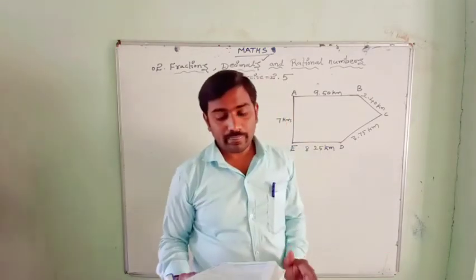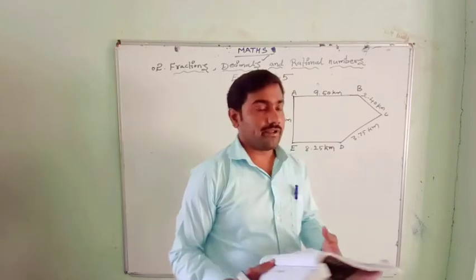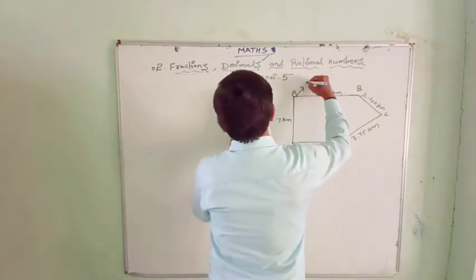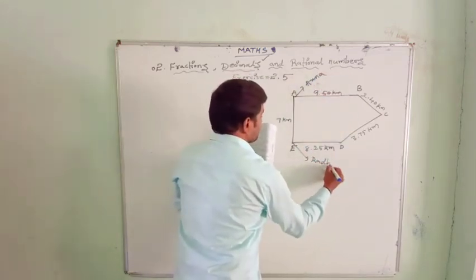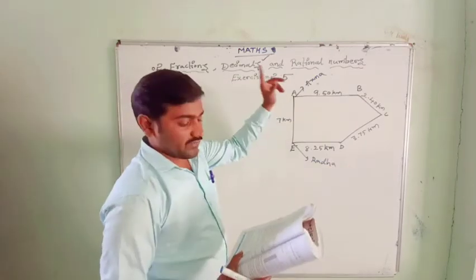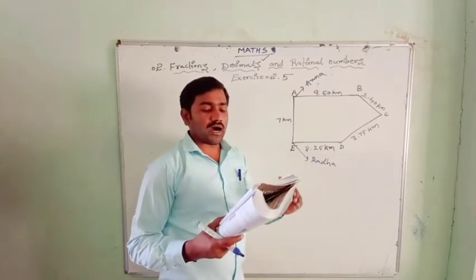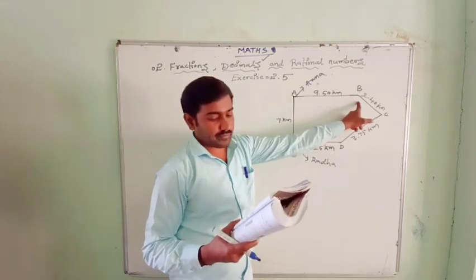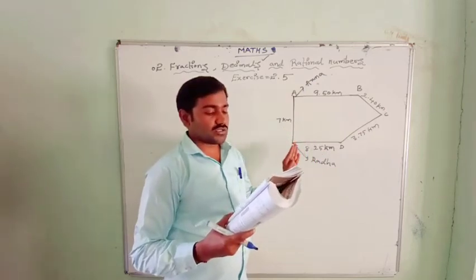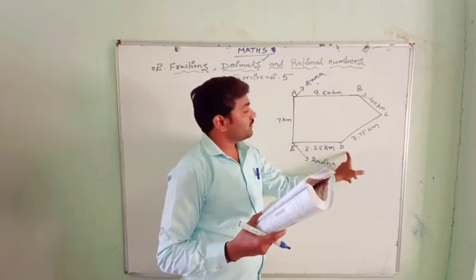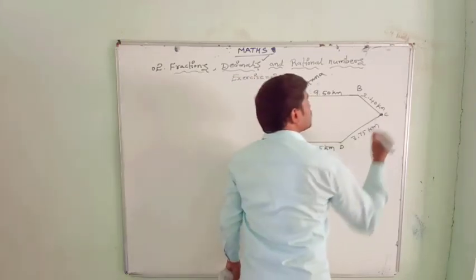Aruna and Radha start their journey from two different places, A and E. Suppose Aruna started from A and Radha started from E. Aruna chooses a path A to B, then to C, while Radha chooses the path E to D and D to C. So they are reaching C from two different paths.